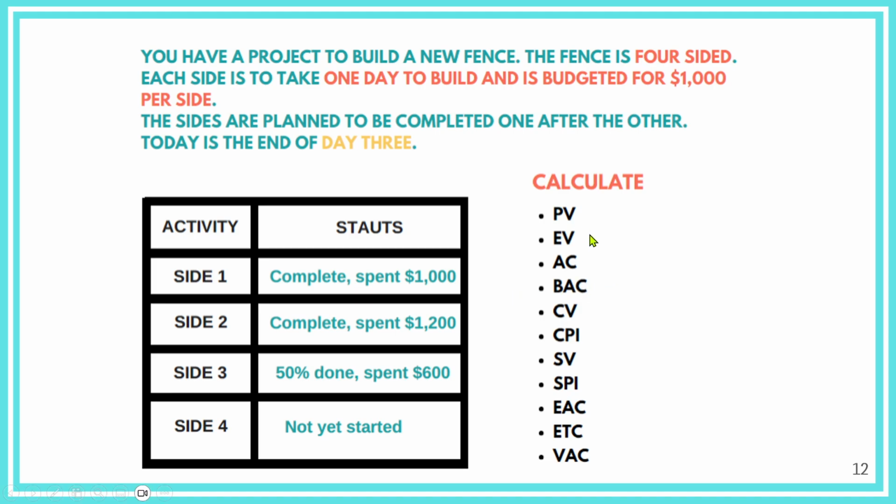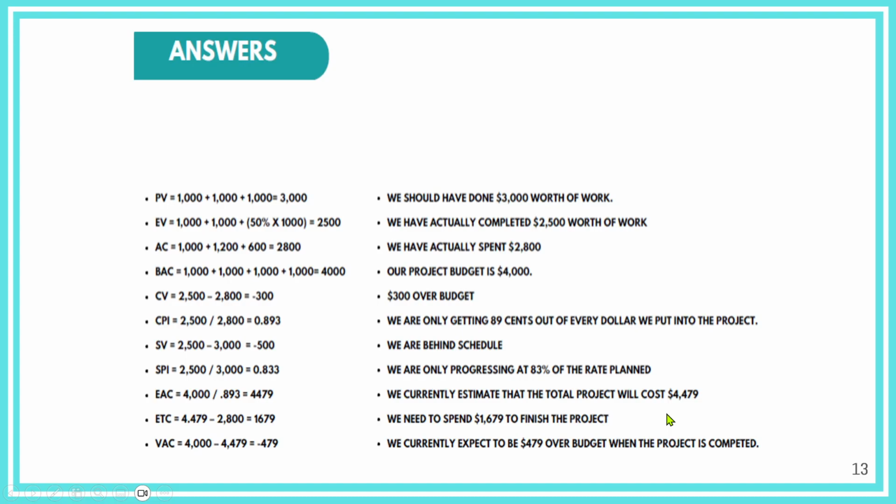Okay, so we need to calculate the planned value, earned value, actual cost, budget at completion, cost variance, cost performance index, schedule variance, schedule performance index, estimate at completion, estimate to complete, and variance at completion. So here, at the end of day 3, the planned value, or the plan, was to finish 3 sides, which is 1,000 times 3, which is 3,000.